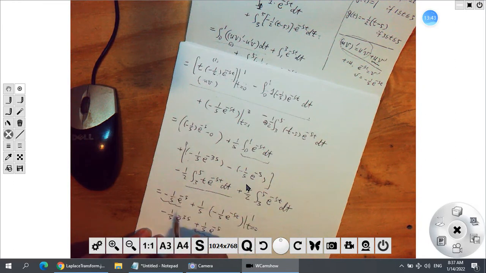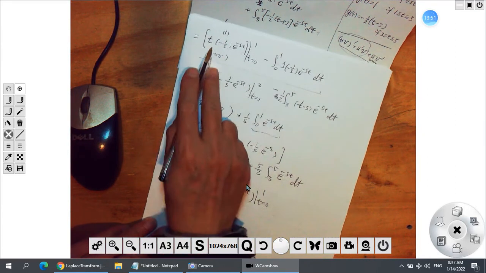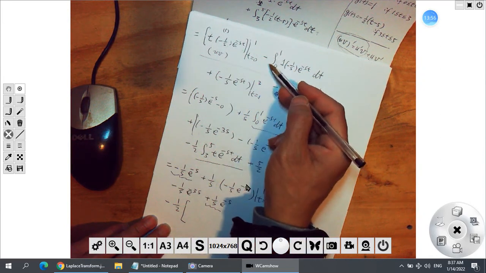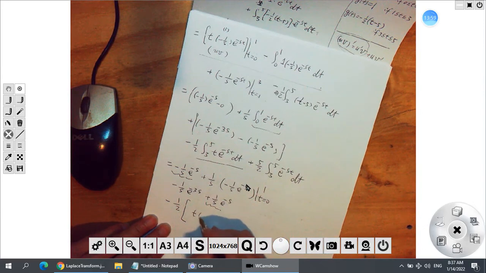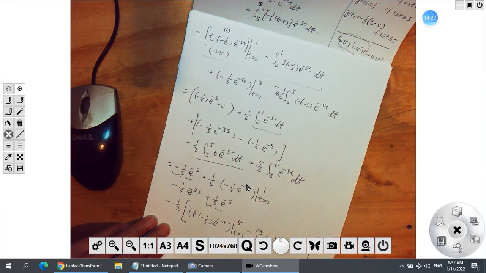I have a negative 1 half as a constant in front of it. And then the inside part, it is just this part. And change 0, 1 to 3 and 5. So it is t times negative 1 over s e to the negative st, t runs from 3 to 5, and minus integral 3 to 5, 1 times negative 1 over s, and e to the negative st dt.